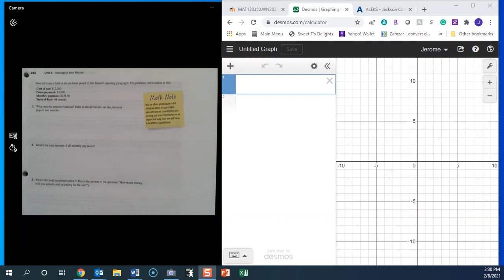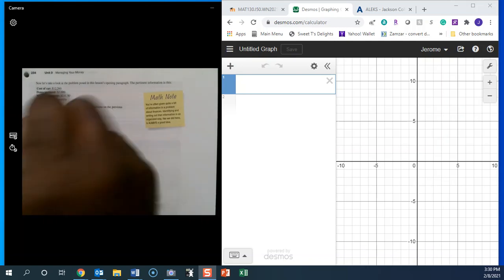Okay, now it says, let's take a look at the problem posed in this lesson's opening paragraph. The pertinent information is this. The cost of the car is $12,260. The down payment is $3,000. The monthly payment is $231.50. And the term of the loan is 48 months. So number one, what was the amount financed? Refer to the definitions on the previous page if you need to.